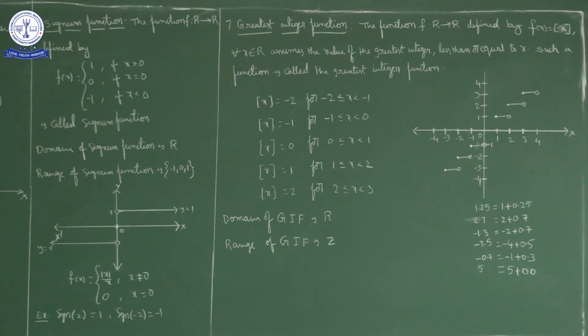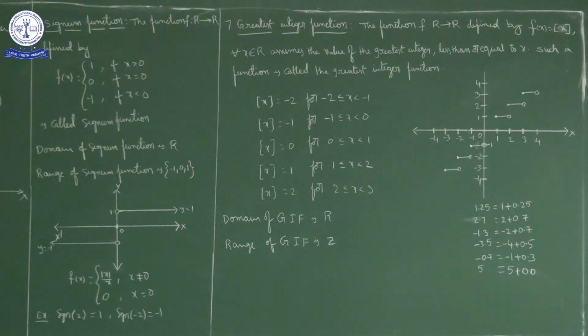Okay, now what is it meaning? If you write greatest integer of 1.25, here the integral part is how much? 1. So greatest integer of 1.25 is 1. Next, greatest integer of 2.7 is 2. Greatest integer of minus 1.3 is nothing but minus 2, not minus 1.